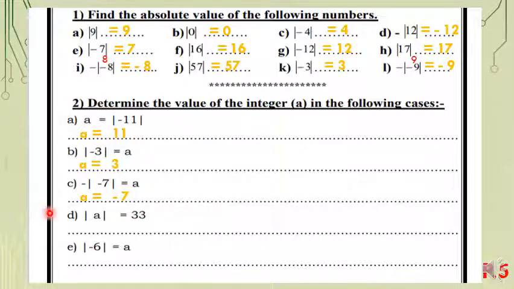Letter D, absolute value of A equals 33. So this A may be 33 or it can be what? It can be negative 33, because 33 is the absolute value of 33 and it's the absolute value of negative 33. And letter E, absolute value of negative 6 equals A, which means that A equals 6.